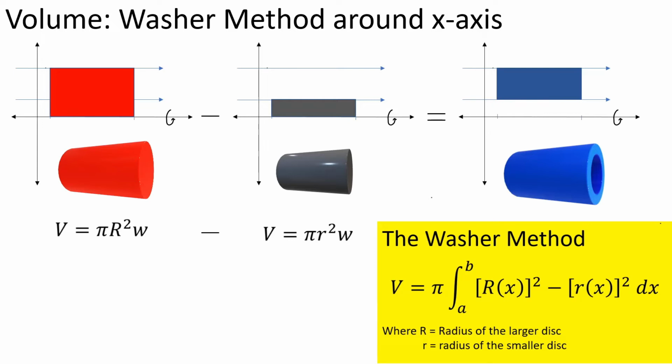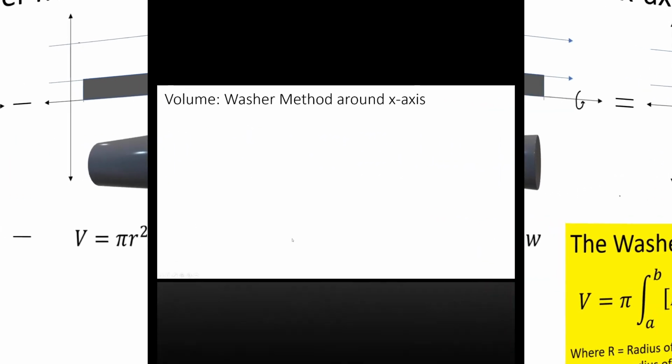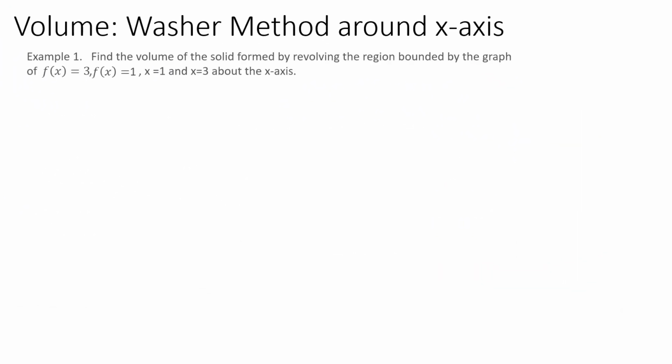Again, if you put them into an integral, it'll be pi times the integral from a to b of capital R of x squared minus lowercase r of x squared dx. Okay, so let's look at our first example.